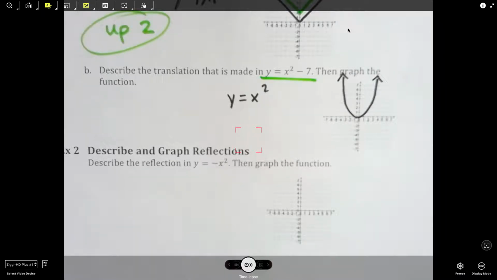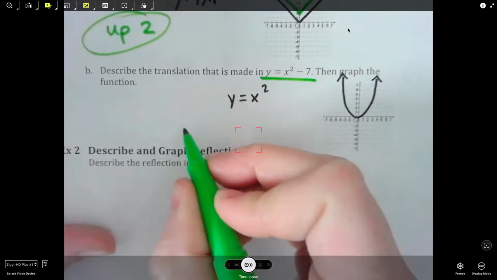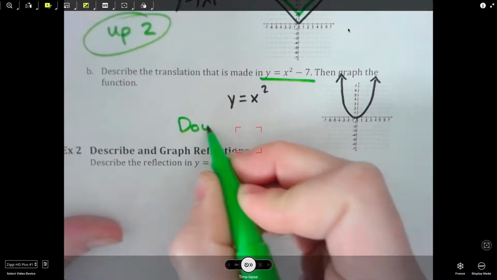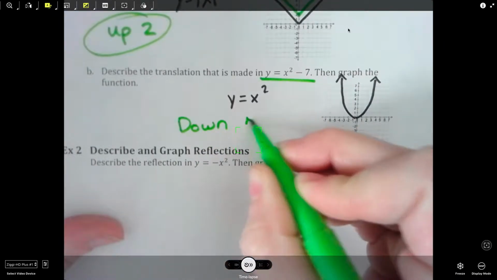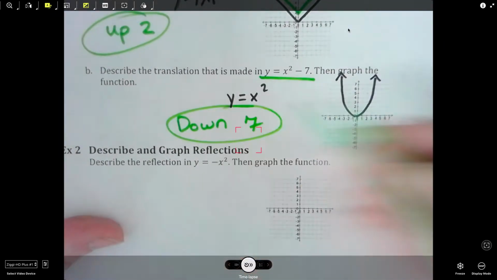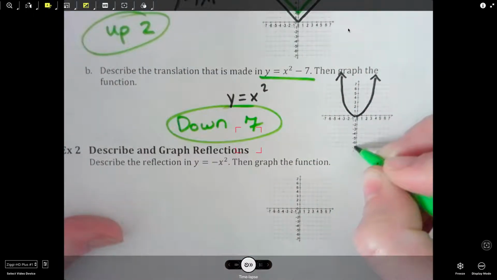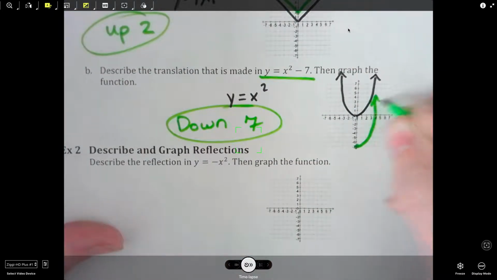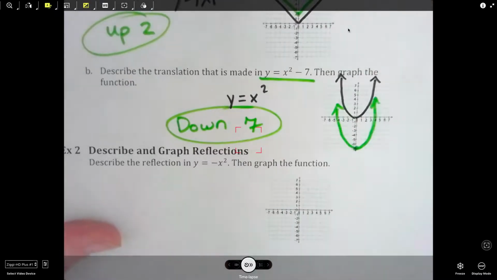Now, what does the 7 do? Down 7. He's starting here, and he's going this way, and he's going this way. That's not too bad. There's a delay on my screen. So that's what my new parabola will look like.